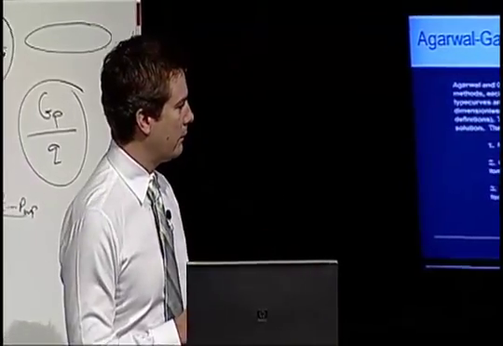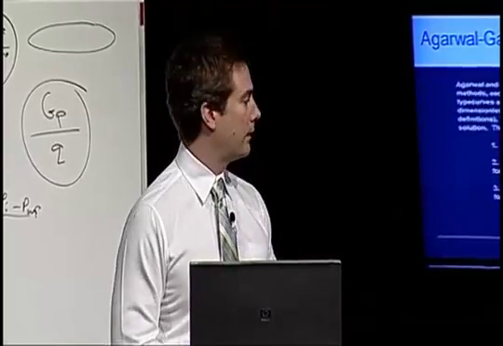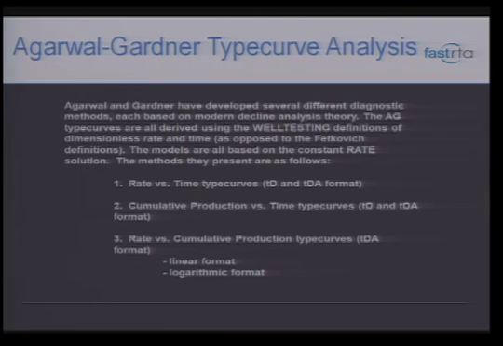And they did some things very similar to what Blasingame did, but also looked at some slightly different ways of plotting the data and different ways of analyzing the data. For instance, we have rate versus time type curves similar to Blasingame, but we also had some cumulative production versus time type curves and rate versus cumulative production type curves.